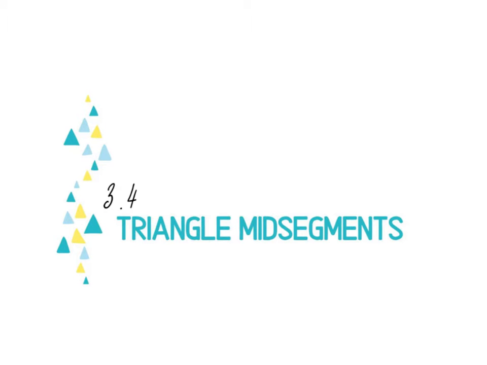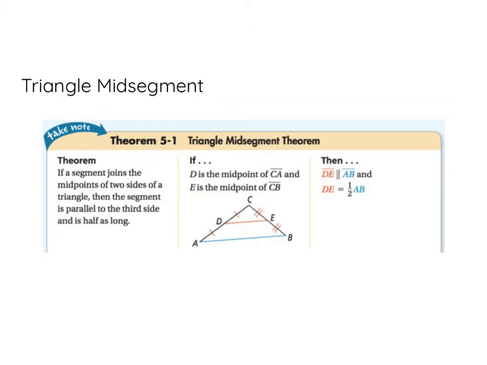Okay, welcome to 3.4. We are going to talk about triangle midsegments. First, we need to know what a midsegment is. The midsegment connects the midpoint of one side to the midpoint of another side. So this DE here would be the midsegment. D is the midpoint of CA, E is the midpoint of CB. We connect those and we get our midsegment.